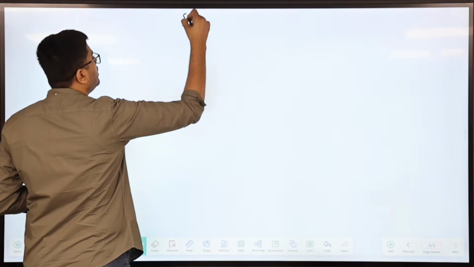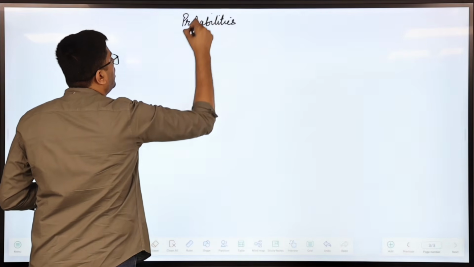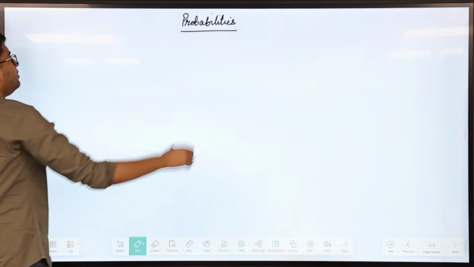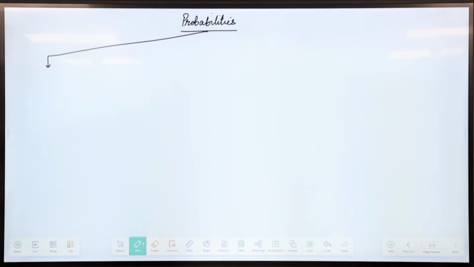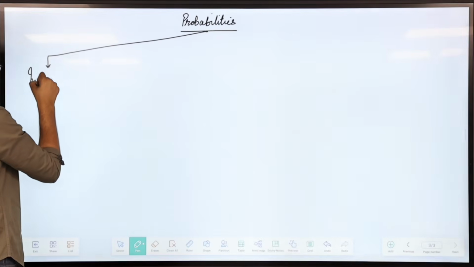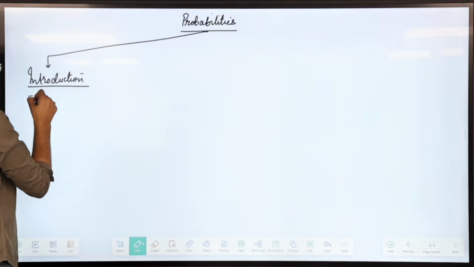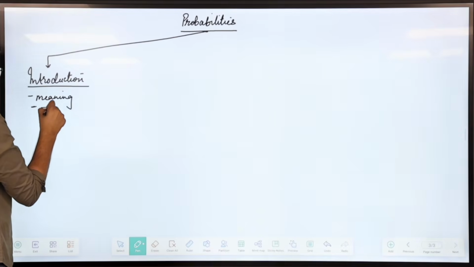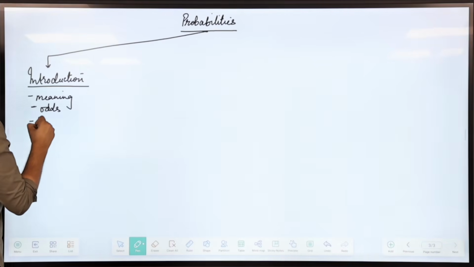Third topic, probabilities. Probabilities topic, this is broken into 4 sections. Firstly, we have some basic introduction where we focus on the meaning of probability, what are odds, how to convert from odds to probability and probability to odds, and types of probability.